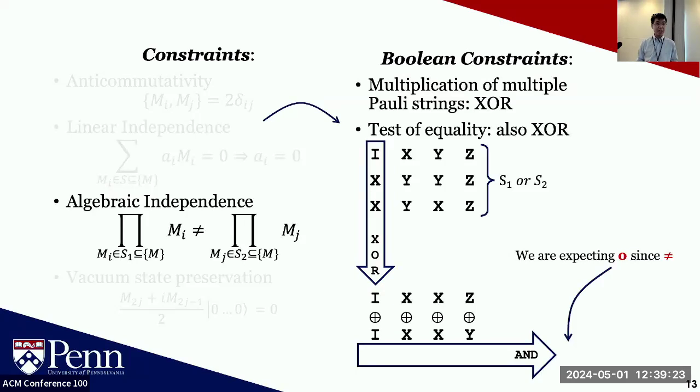Third is the algebraic independence, and this one is a bit complex. It says that for any subsets S1 and S2 of all polystrings, their production must be different. So how do we test it?